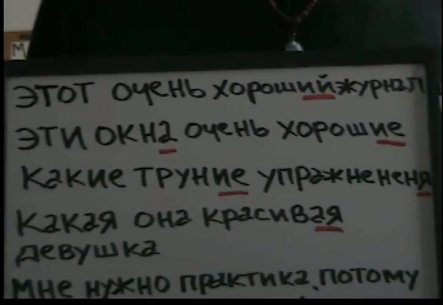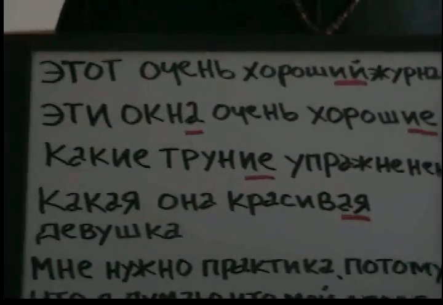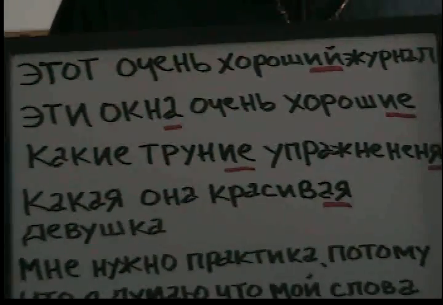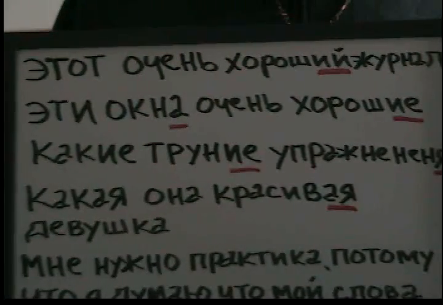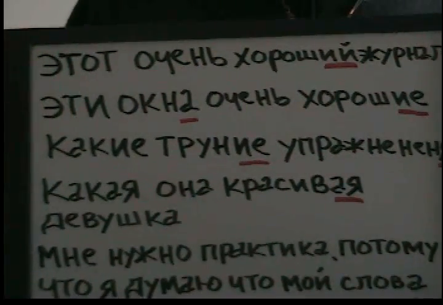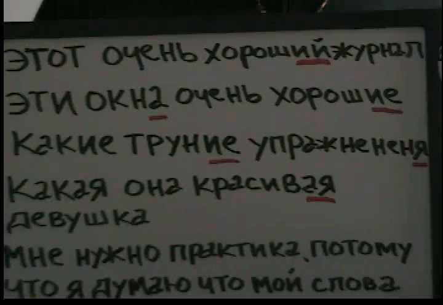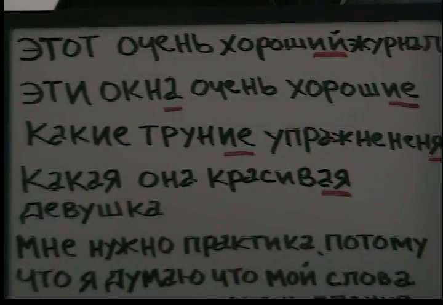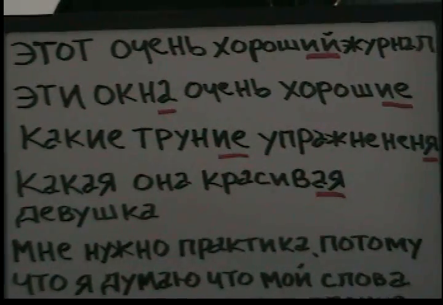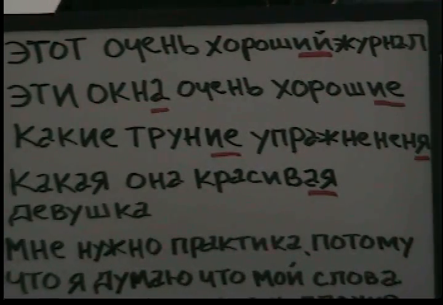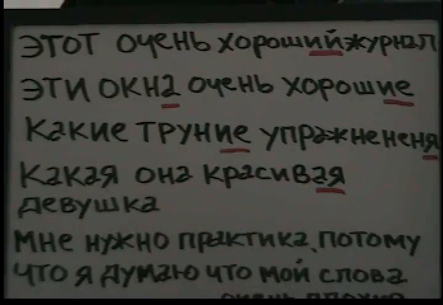So etot, we know it means this. It's masculine. Ochin is very. Haroshi is masculine. It means good. It's an adjective. Journal is journal. So this is a very good journal or magazine.